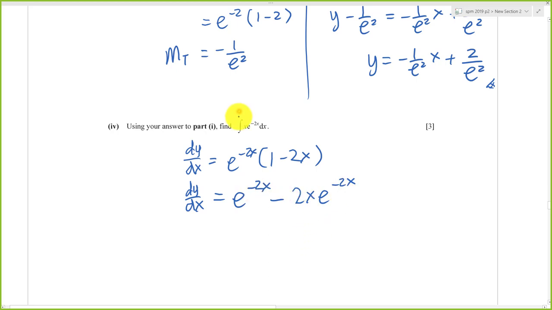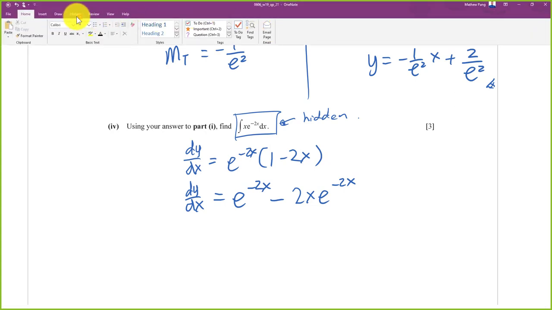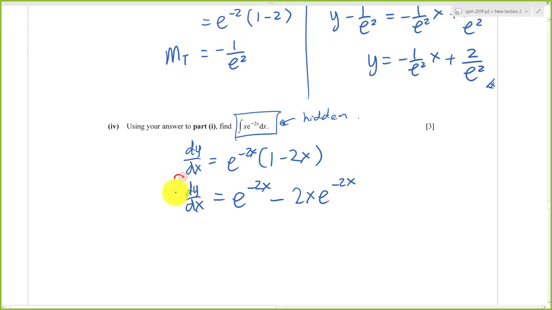Why do I want to expand? Because I want to find where this thing is hidden. So basically, it hides over here, isn't it? Do you see this is what the question asked for? x e^(-2x). So if I find them, what I will do is add the integration sign for every single one of them. Add the integration sign here, here, and here, because I see this is exactly my question.